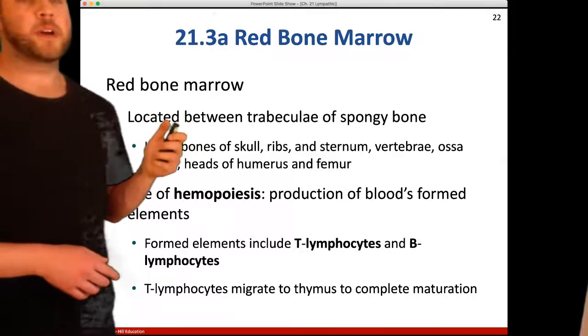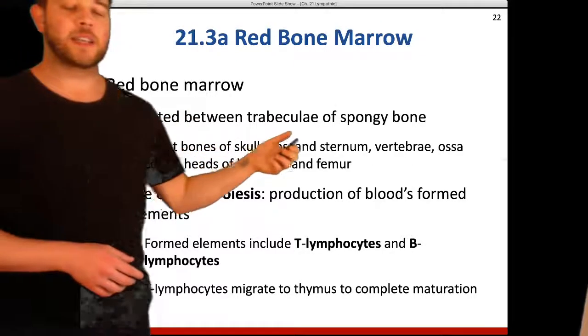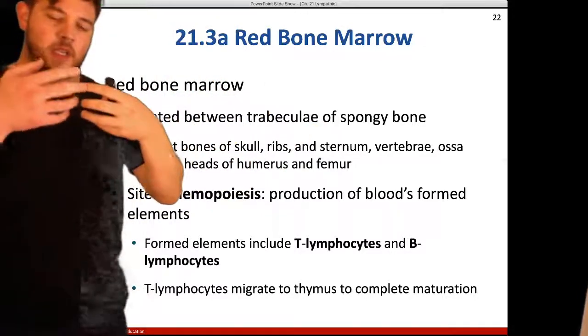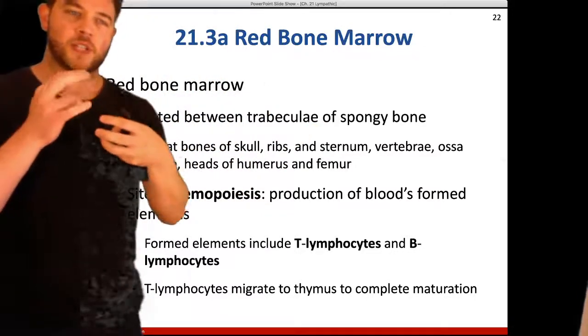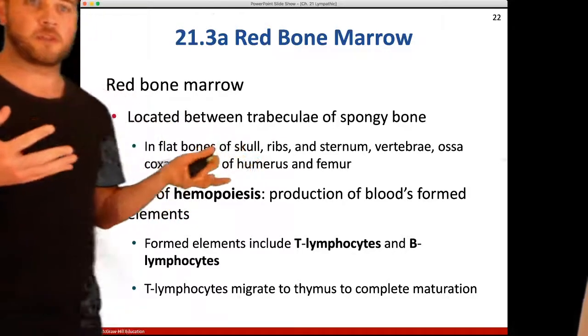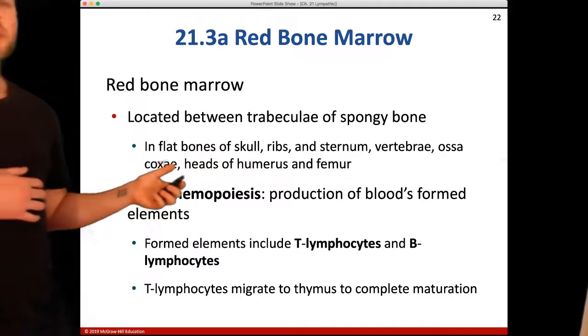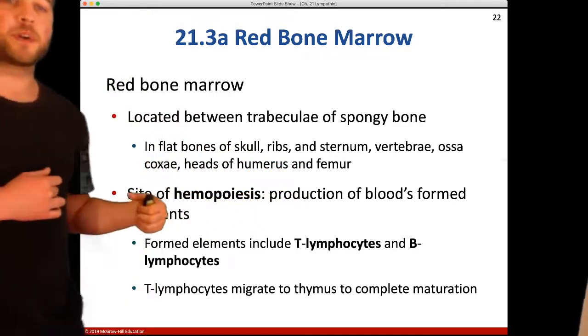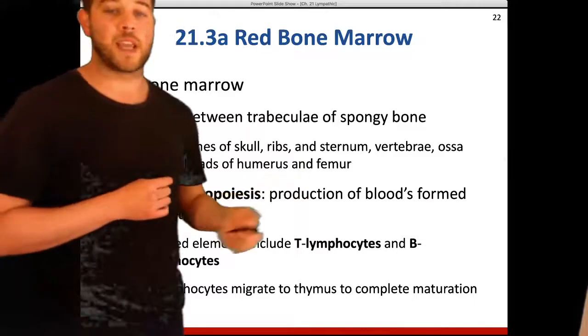Okay, red bone marrow, located between trabeculae of spongy bone. Remember, the trabeculae are those lattice-like structures within spongy bone that create space for red bone marrow. It's in the flat bones of the skull, ribs, sternum, vertebrae, the ossa coxae, which are your hip bones, and the heads of the humerus and femur.